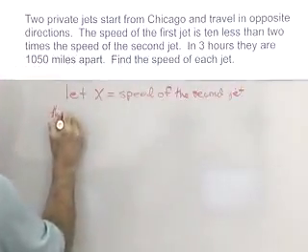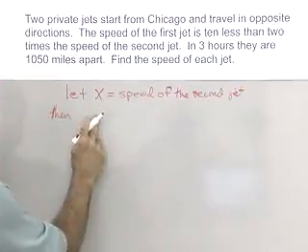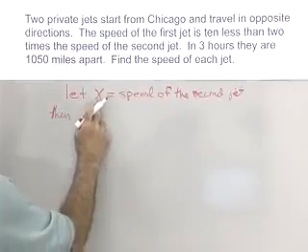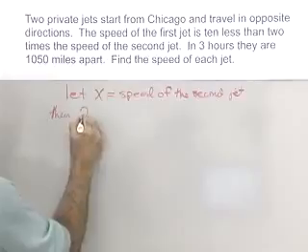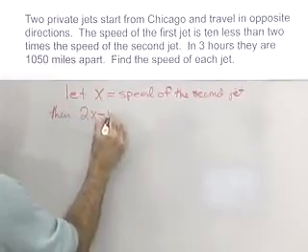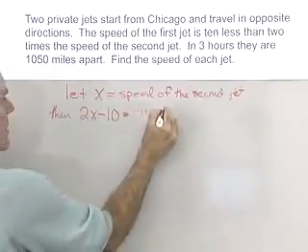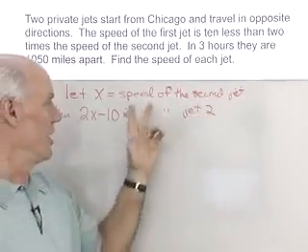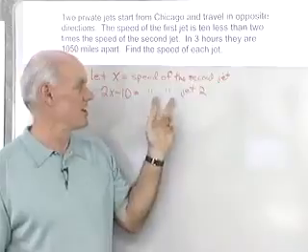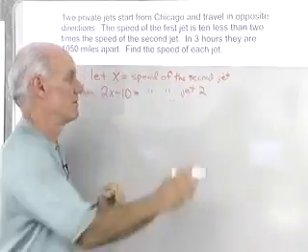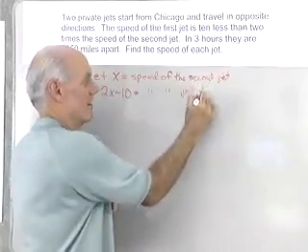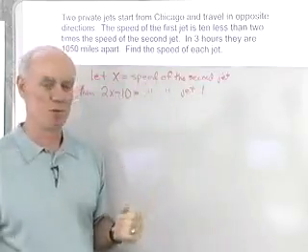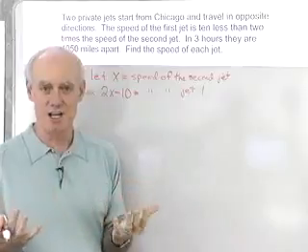Then the first jet speed is 10 less than 2 times the speed of the second jet. So 10 less than 2 times that. There's 2 times that, minus 10 equals the speed of jet 1. So I have the speed of the second jet, that's x. The speed of the first jet, I'll say jet 1, is 2x minus 10.